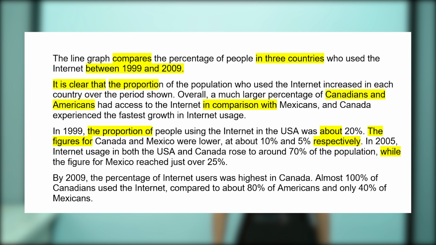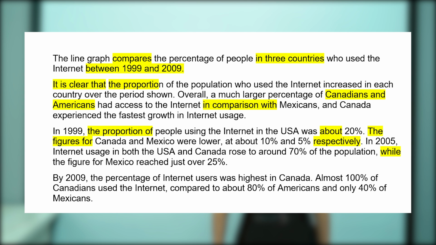Let's move to our overview. First of all, you have some time to read the overview. You can pause the video, but I will read it now. It is clear that the proportion of the population who use the internet increased in each country over the period shown. Overall, a much larger percentage of Canadians and Americans had access to the internet in comparison with Mexicans, and Canada experienced the fastest growth in the internet usage.